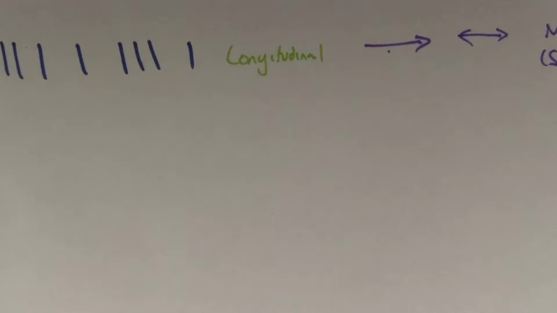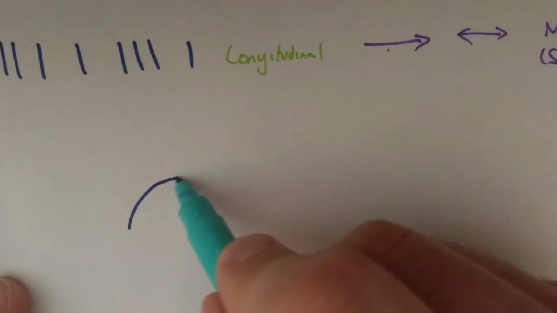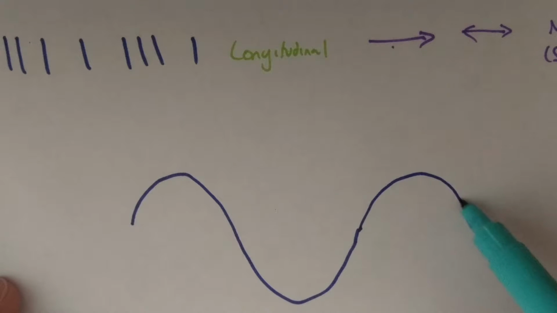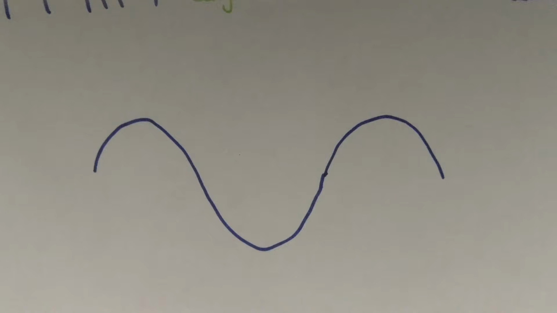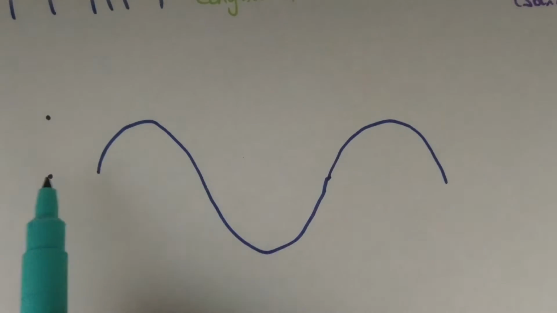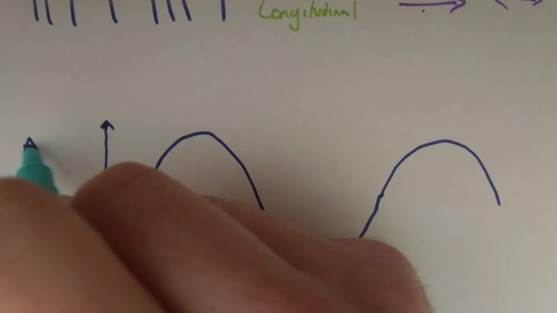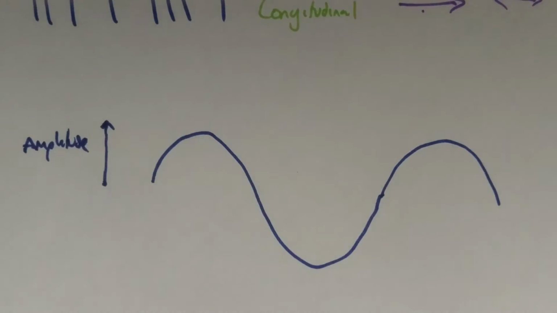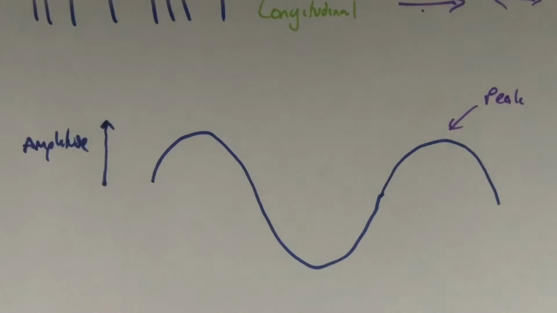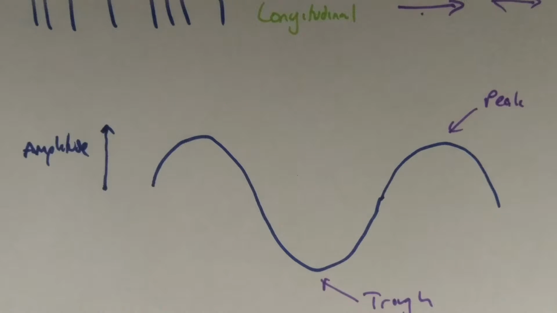So let's just have a look at a transverse wave and make sure we can get all our equations, all our key definitions, and use those to derive some equations. So there are 1.5 transverse waves. Key definition number one is our amplitude, which goes from our centre line up to the top, and that's our amplitude. The top of our wave is referred to as a peak. The bottom is referred to as a trough.